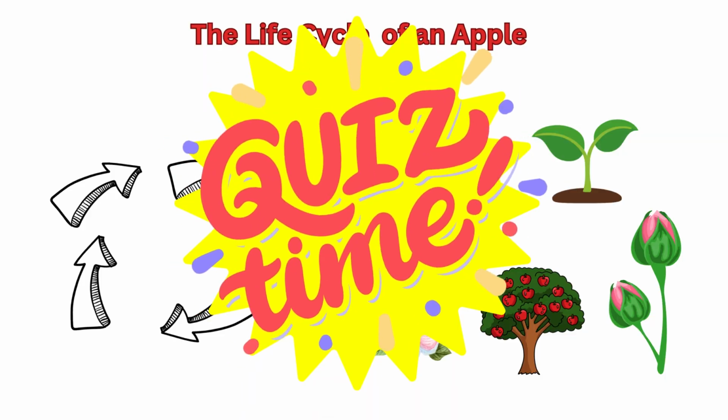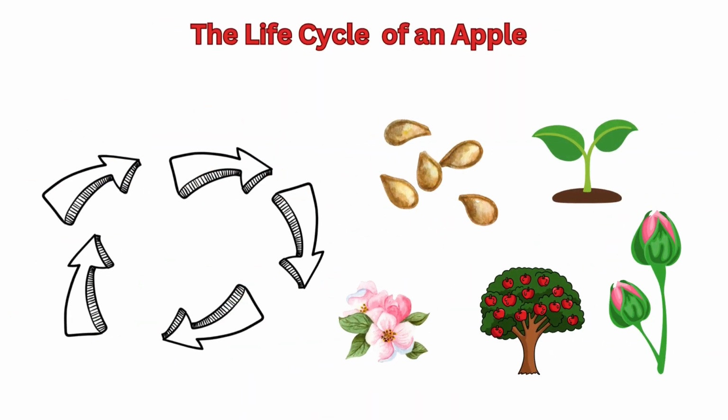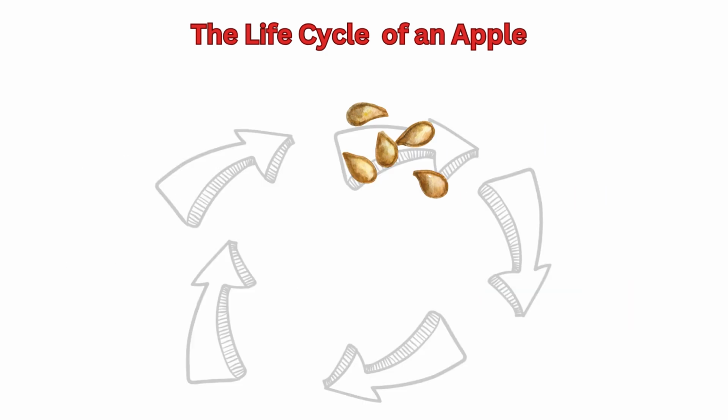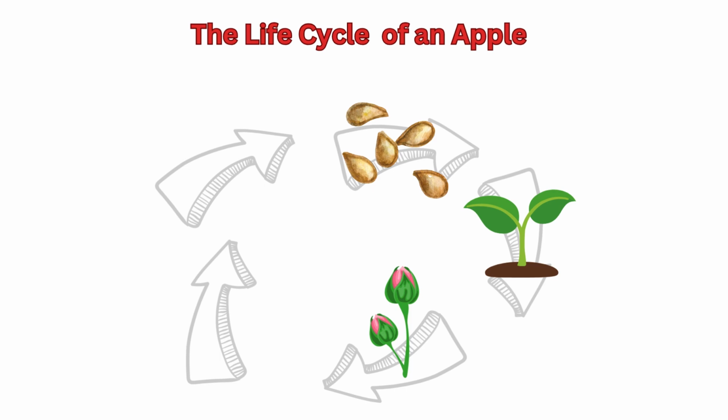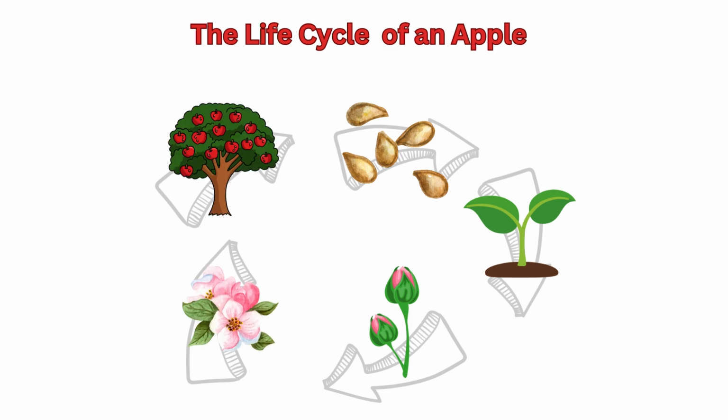Okay, kiddos, it's quiz time! Can you recall the apple life cycle? Pause the video and discuss it. Here are the correct answers. Apple seeds, then sprouts, next buds, then flowers, and lastly, we have an apple tree.